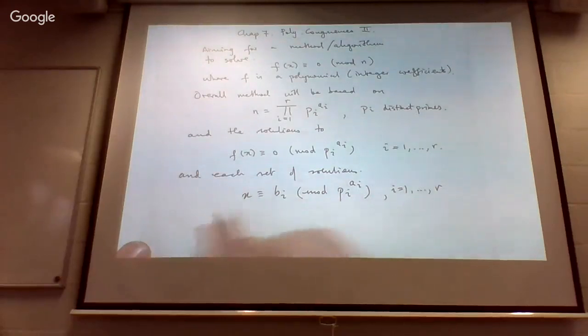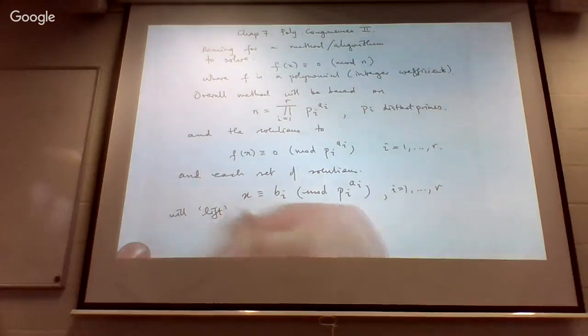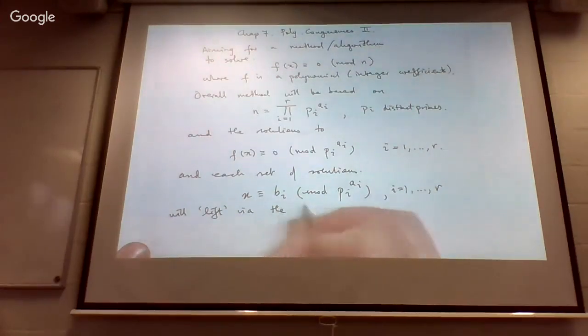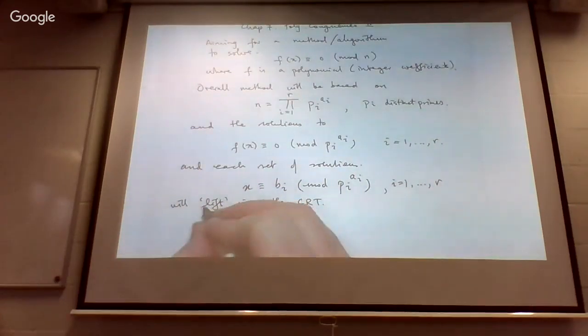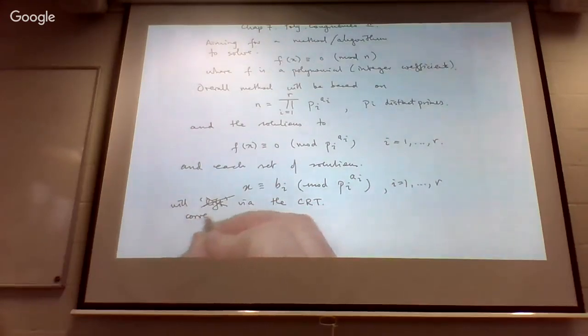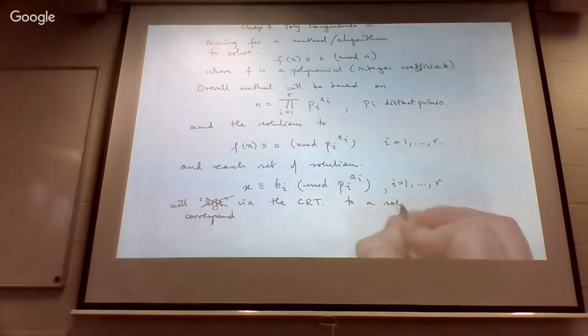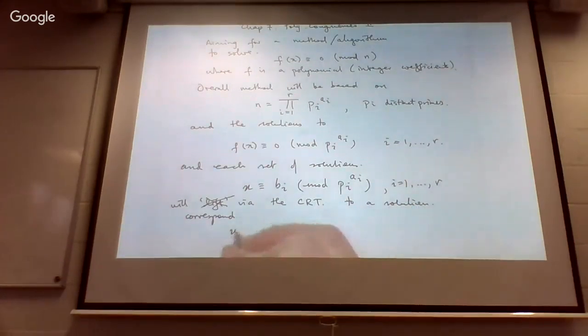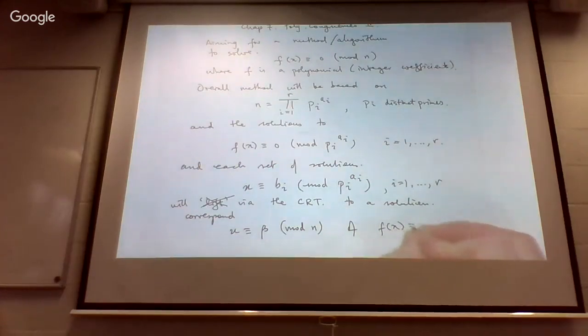Each set of solutions here will lift via the CRT. Maybe lift isn't a great word, but we're going to use lift in another context, but let's just say correspond via the CRT to a solution x congruent to some beta modulo n of the original problem, f(x) congruent to 0 modulo n.